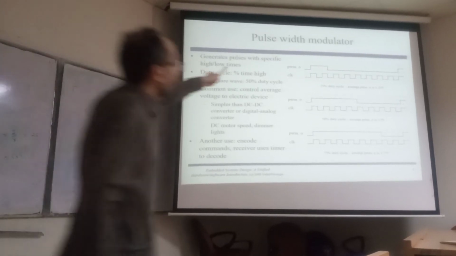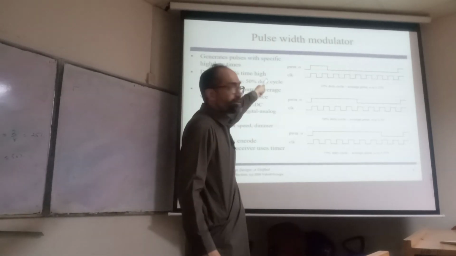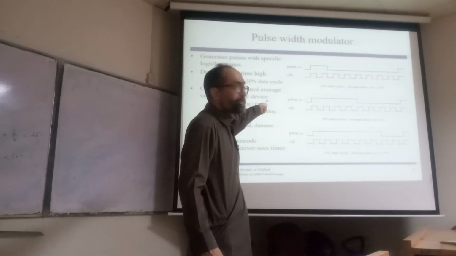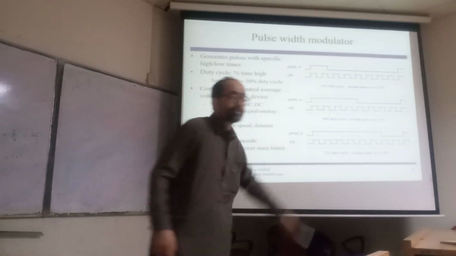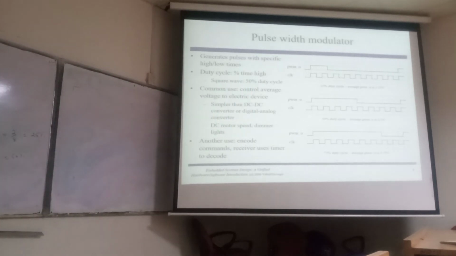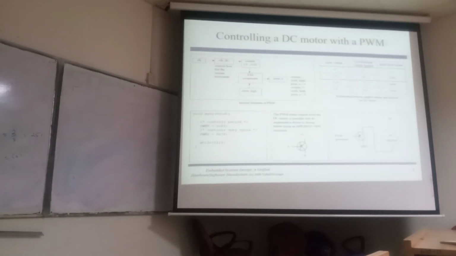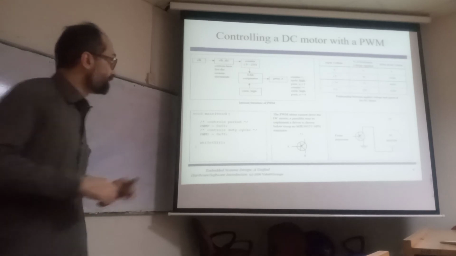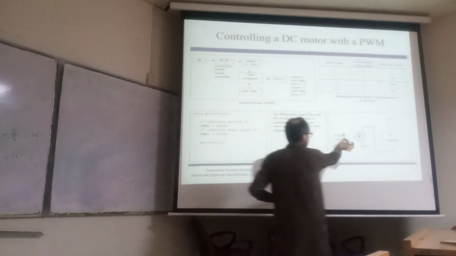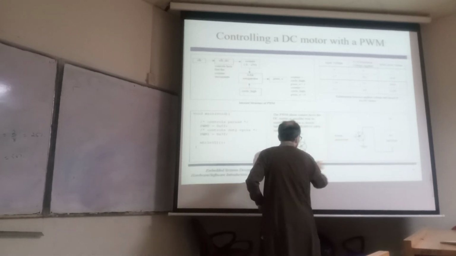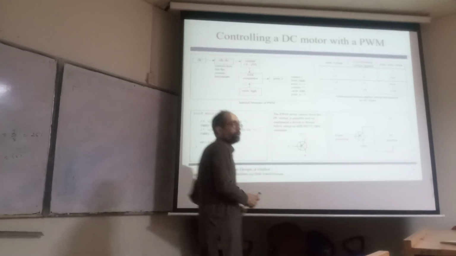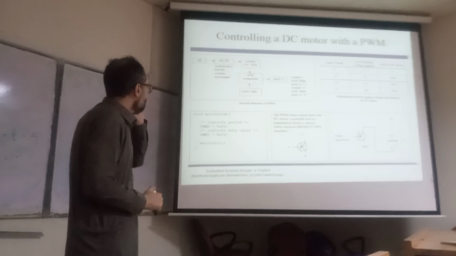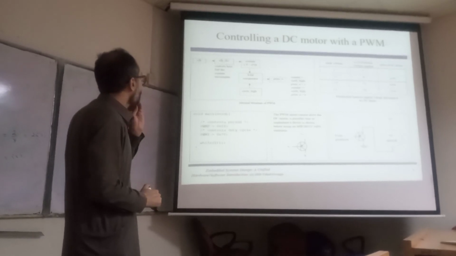In the first case it's a 25% duty cycle. In the second case it is 50%. In the last case it is 75%. So it is easy to generate a PWM signal from a microprocessor using only 1 bit. So you can connect this pin with your microcontroller.